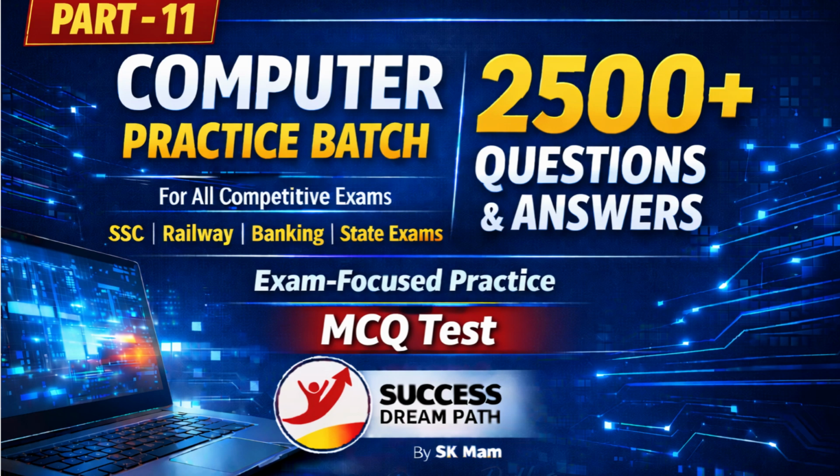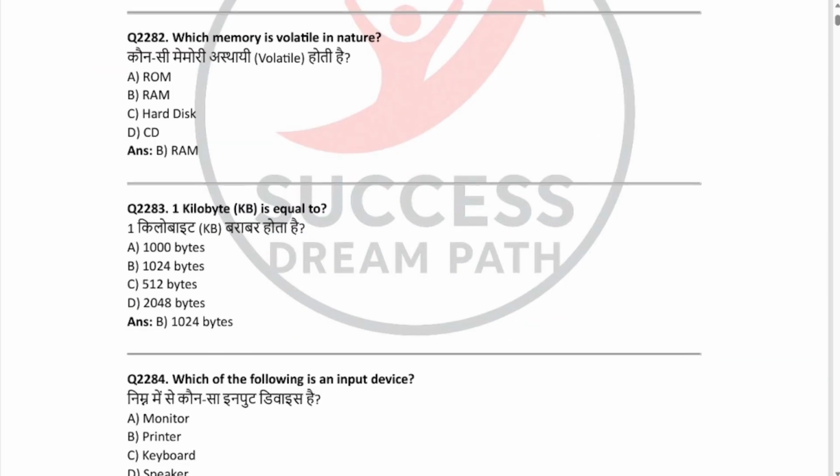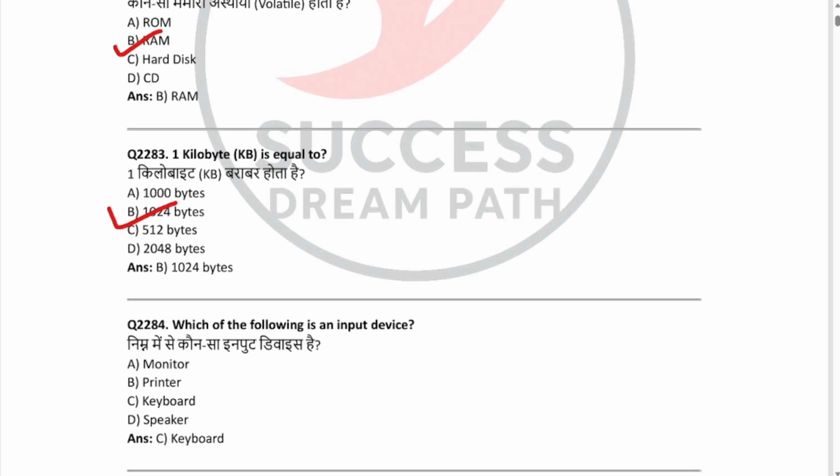तो चलिए स्टार्ट करते हैं। सब ऑल मिक्स्ड है, सब टॉपिक का। तो क्वेश्चन नंबर 2281 से, which of the following is the brain of computer? CPU. Which memory is volatile in nature? RAM. 1 kilobyte is equal to 1024 bytes. Which of the following is an input device? Keyboard.